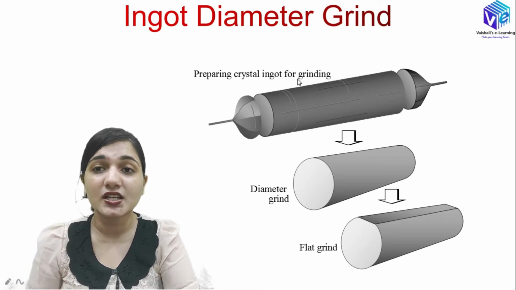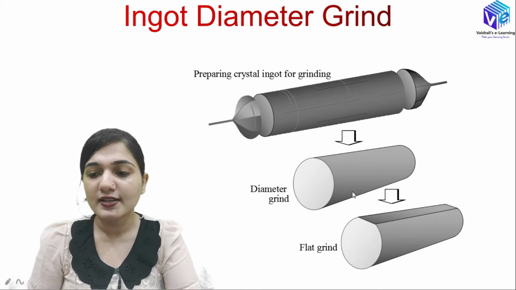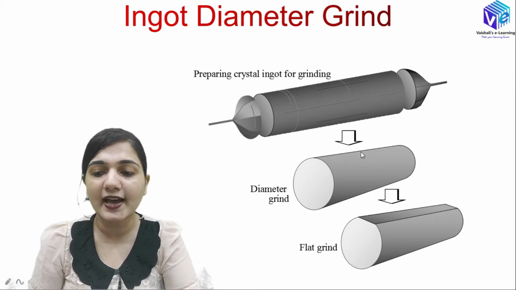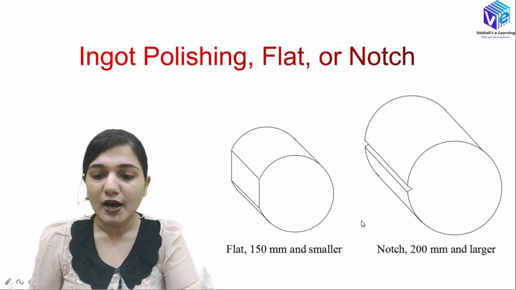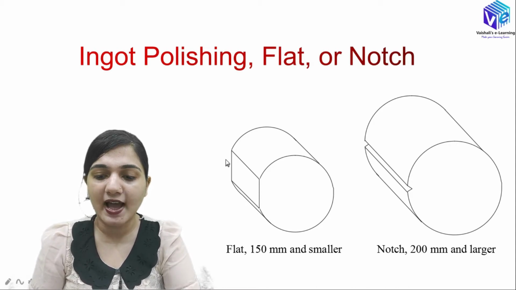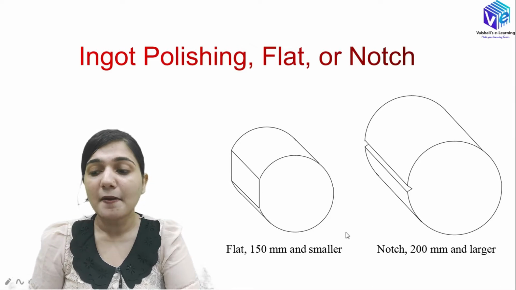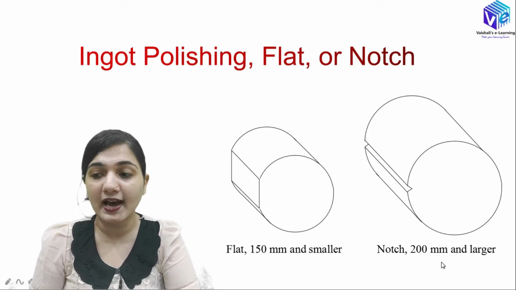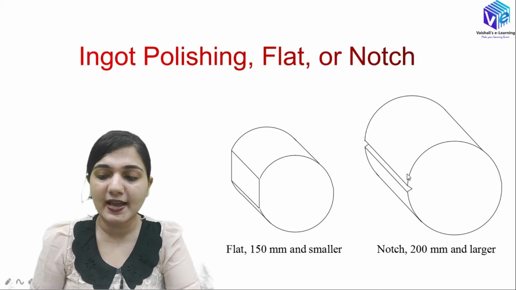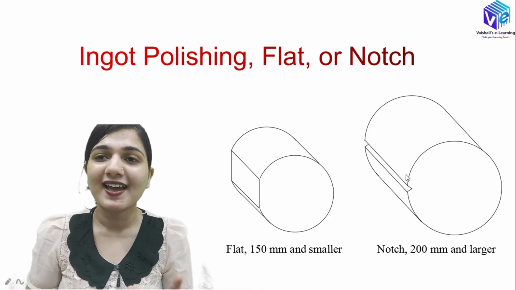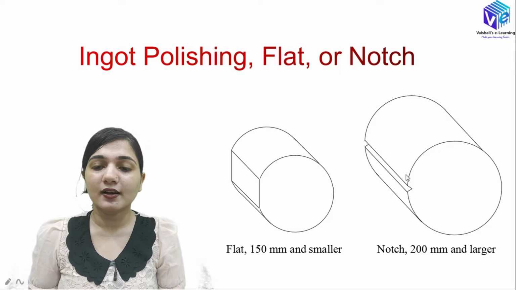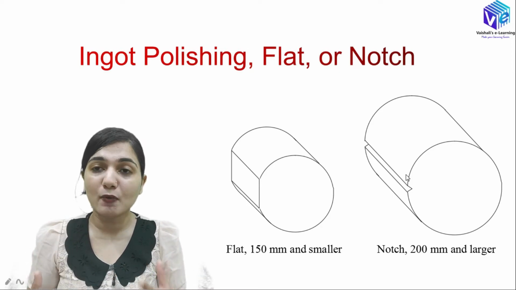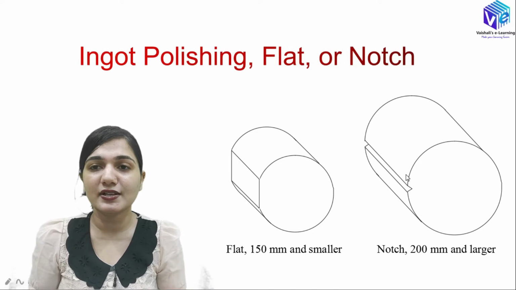The next process is the diameter grinding. Here you can see we have ground along the diameter, so here we have produced a flat grind. Now if I have a 150 mm or smaller chip, then we will have the flat diameter grind. But when I have a 200 mm and larger silicon ingot, then we will have only a notch. We will not be grinding it, so that we have the difference between the two. The diameter grinding will tell me the exact orientation and what is the difference between the two chips.